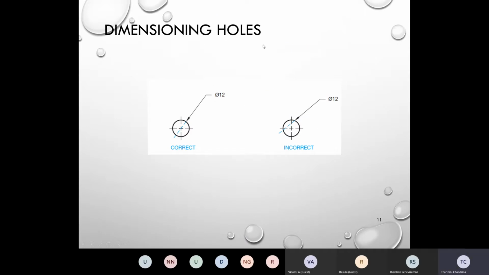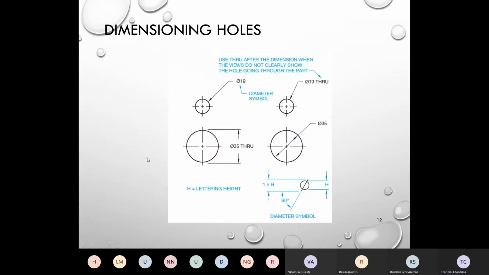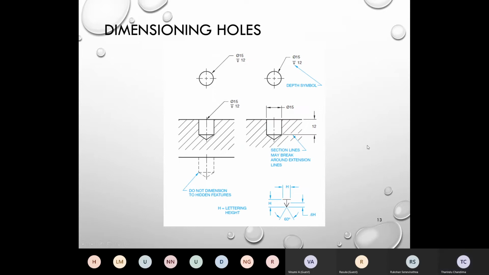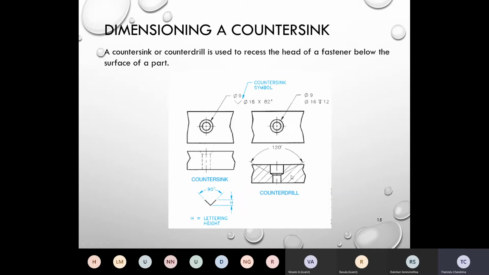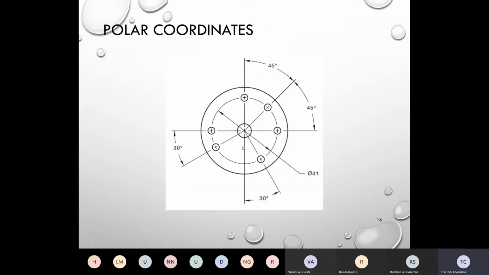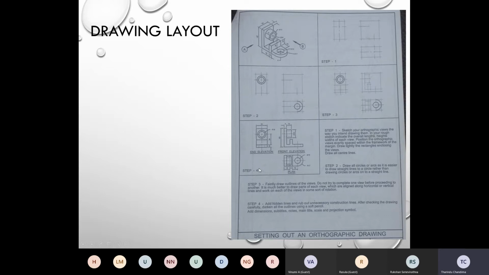Then we discussed how to place a dimension on holes, then how to place a dimension on a counterbore and countersink. And we discussed polar coordinates, where to use them. Then we discussed how to place all three views or multiple views on your sheet. So we discussed the steps we have to follow, the general steps.